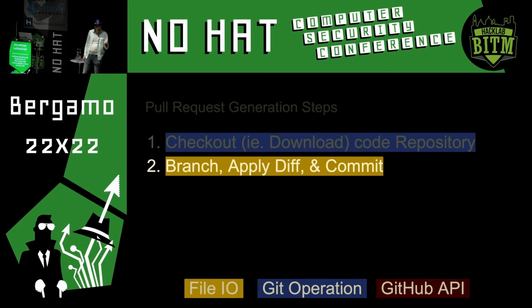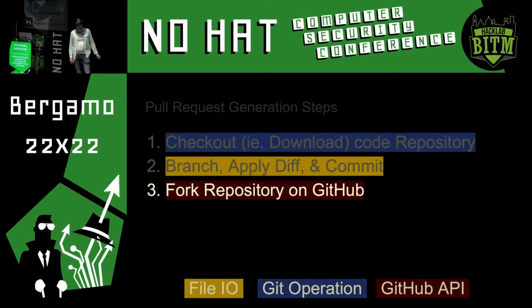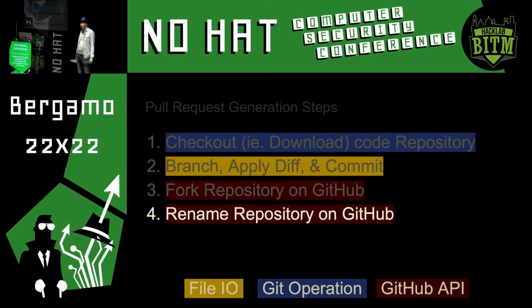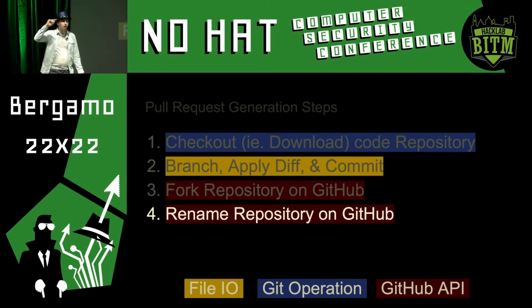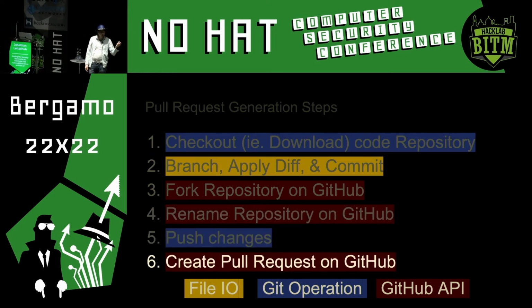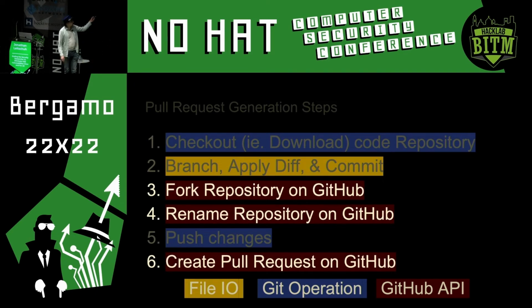Then you need to branch, apply the diff, and commit the changes. Fork the repository on GitHub. Rename the repository on GitHub. And this is important because if you're forking hundreds or thousands of repositories, which I have done, you're going to end up with name conflicts. And so you need to rename the repository every single time to avoid those name conflicts. Otherwise, GitHub says you can't do that. Then you need to push the changes. And then you need to create the pull request on GitHub. And you notice that 3 of these are API calls to GitHub.